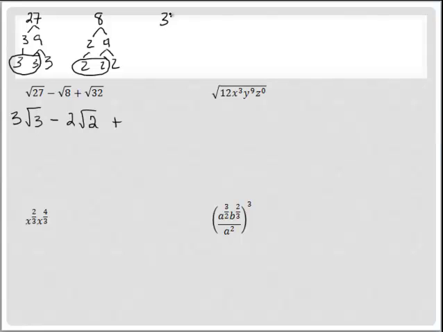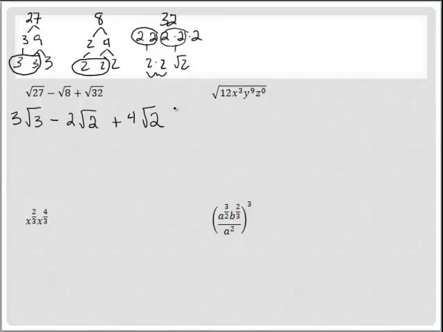Now we just did 32 on the previous page, and we got 2 times 2 times 2 times 2 times 2. This is a square root, so we have to put them in groups of 2. That means 1 from each of these makes it out, but this one stays inside. So this gives us 4 square roots of 2.